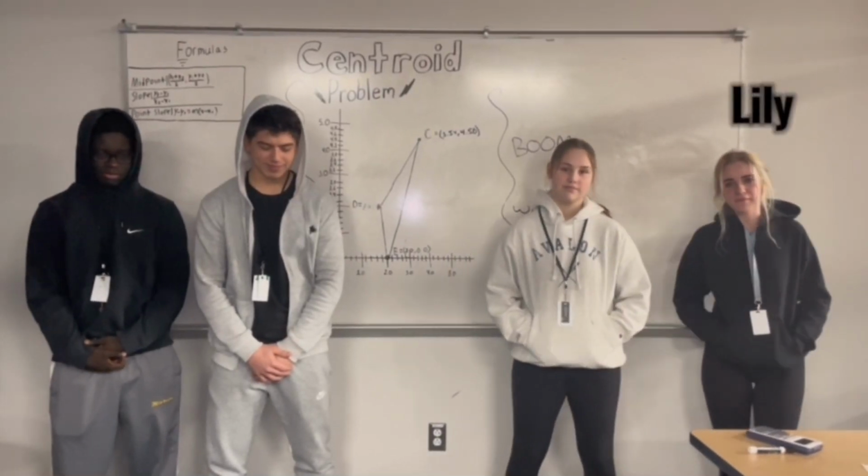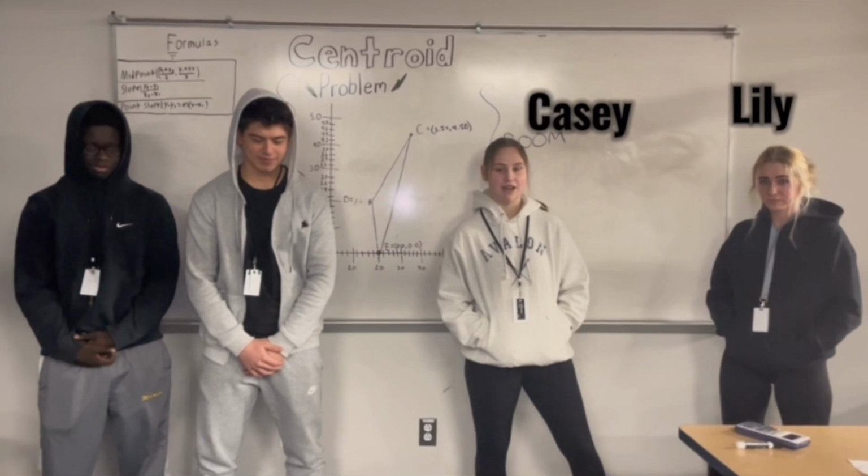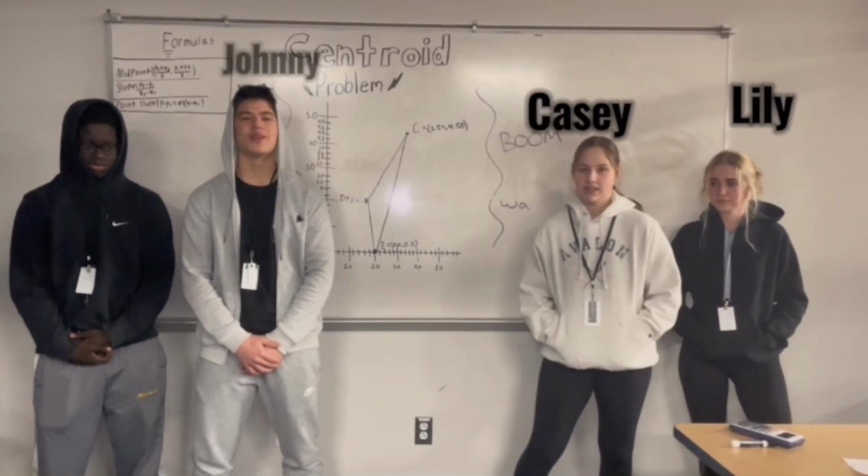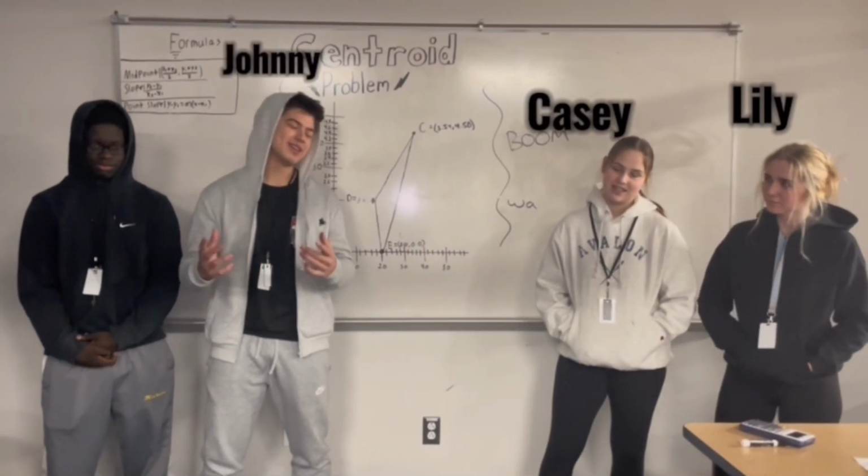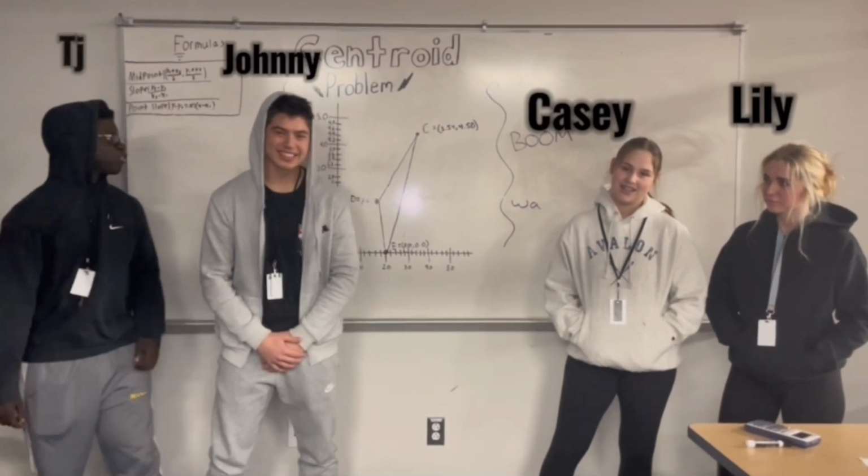Hi, I'm Billy and I'm 5'7". Hi, I'm Casey and I'm 5'5". Yo, what up? I'm Johnny. You can call me J Money. I'm about 6'7". TJ, 7 foot.